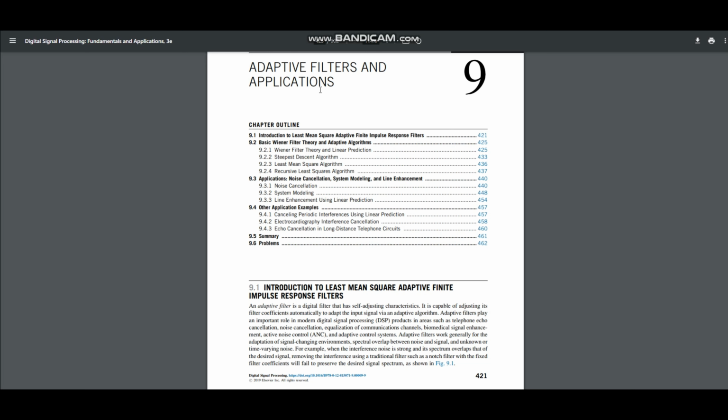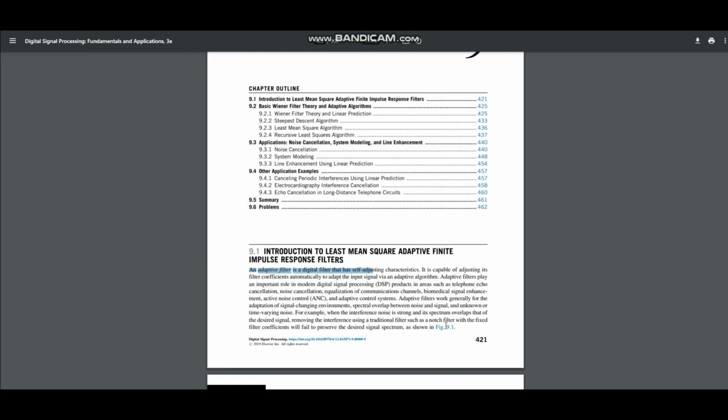So moving forward to the book, Adaptive Filters and Application is chapter number 9 of the book. We have already discussed what an adaptive filter is. An adaptive filter is a digital filter that has self-adjusting characteristics, and it is capable of adjusting its filter coefficients automatically to adapt to the input signal via an adaptive algorithm.